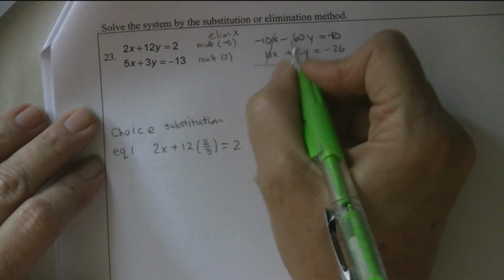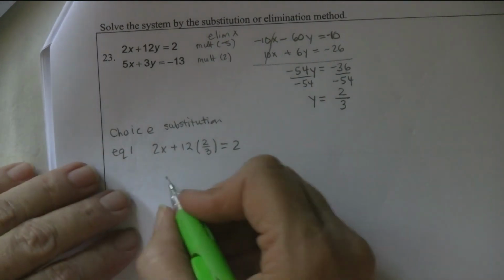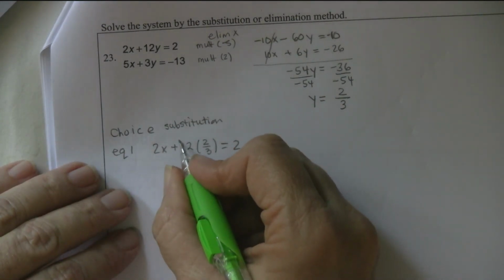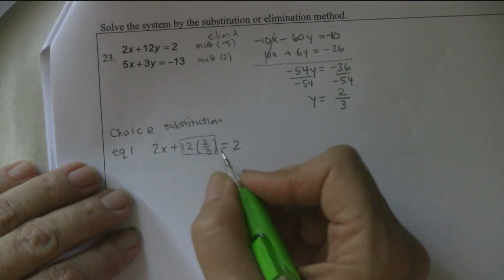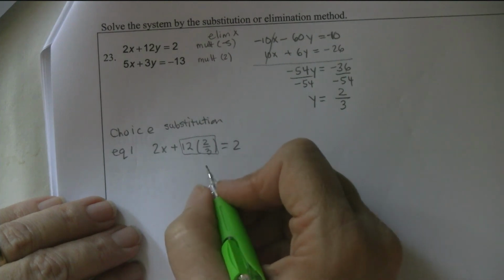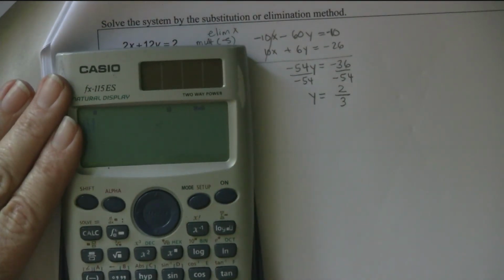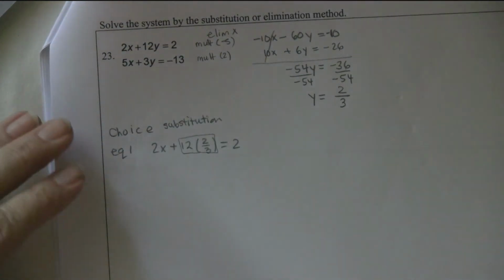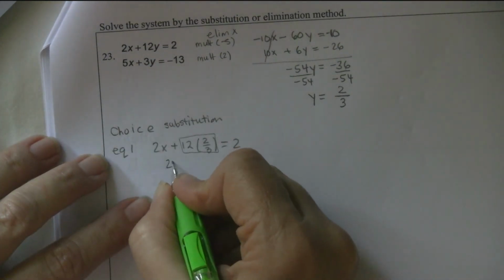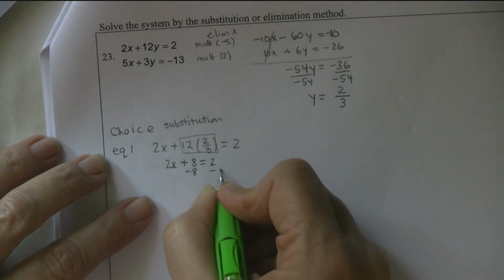I used elimination here, and then I choose to substitute in. And that would be a great choice. This actually comes out nice. And since this comes out nice, I'm not as unhappy about the choice as I was. 12 times 2/3 is 8, I think. And so let's make sure that 12 times 2/3 is 8, just like I thought. So that's wonderful. So 2x plus 8 equals 2, taking away 8.